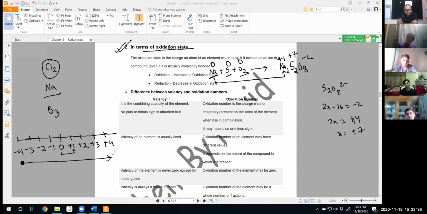So whenever it's moving from left to right of the number line, it's always oxidation. Even if the change is from -3 to -1, it's still oxidation. On the other hand, whenever your number line moves from the right-hand side to the left-hand side, it's always reduction. So oxidation number changes from 0 to -2. So it has moved toward the left, and if it's moving left, it's always reduction.